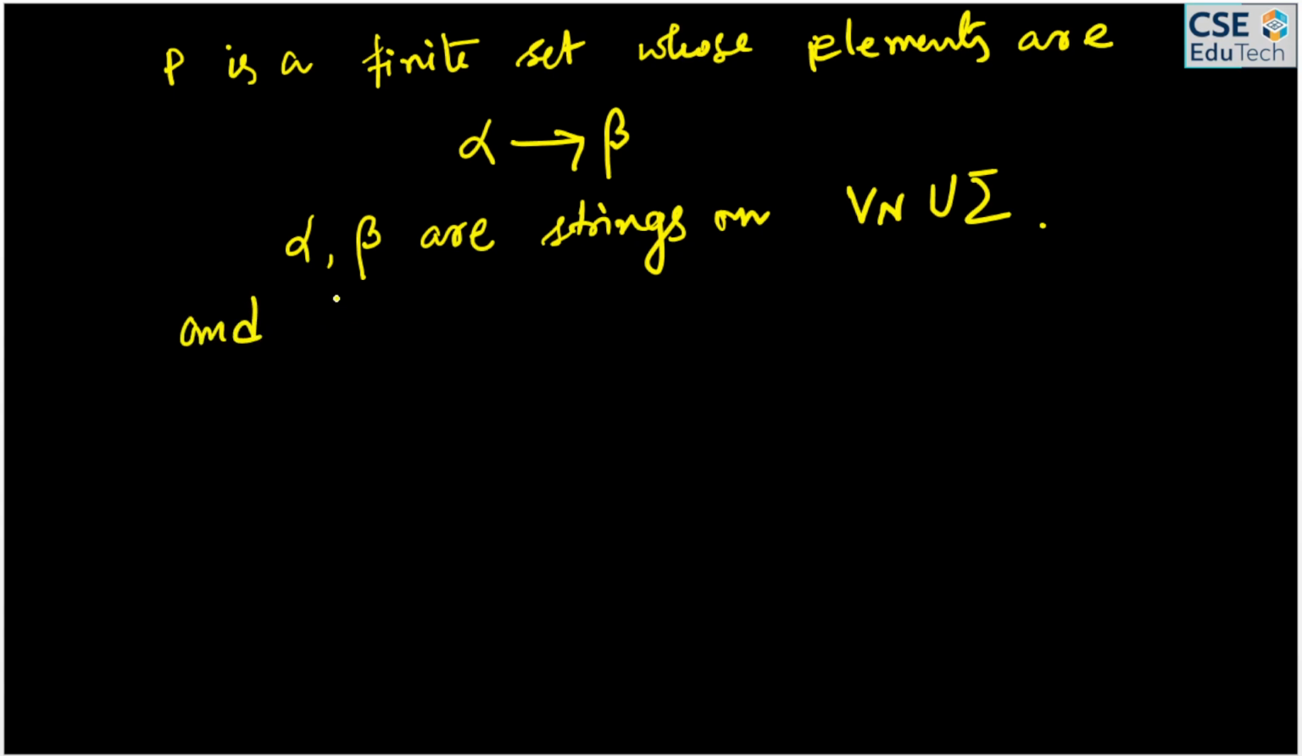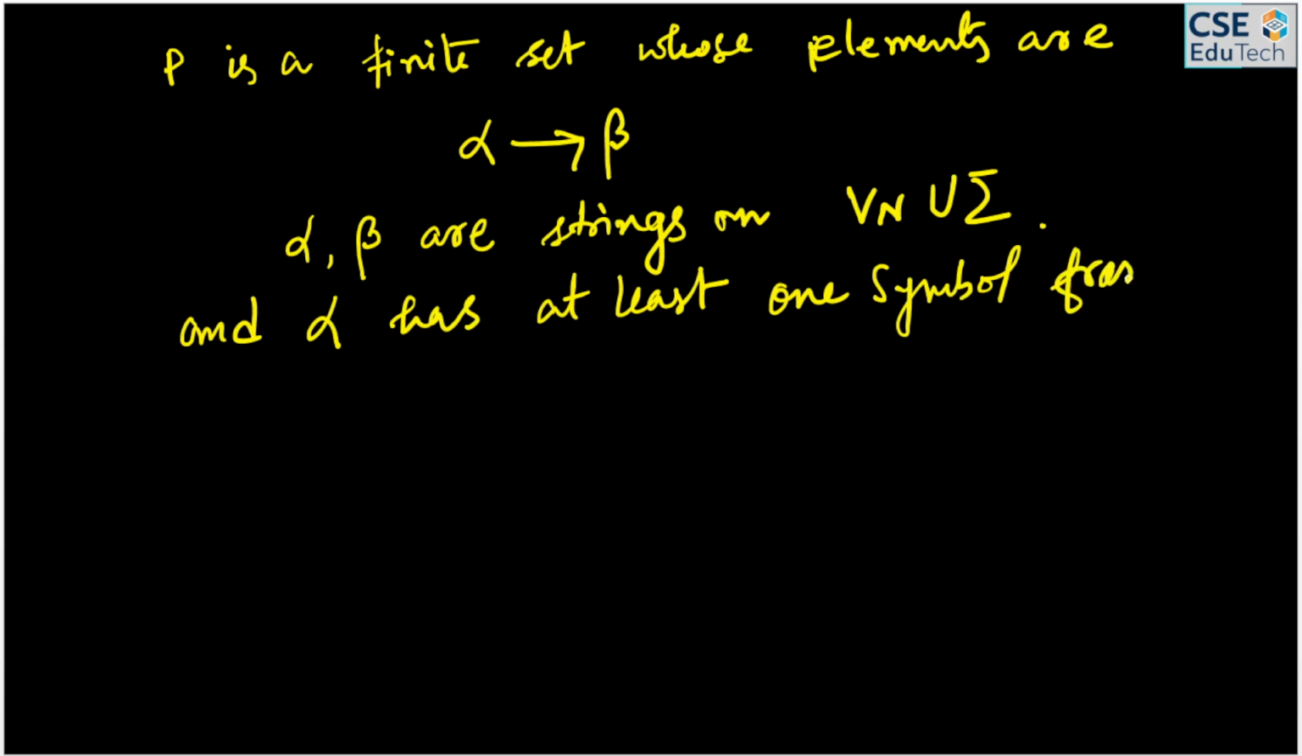And alpha has at least one symbol from Vn. That means alpha and beta both are strings on Vn union sigma. That means alpha and beta will be constructed by using terminals as well as non-terminals. But alpha has at least one symbol from these non-terminals.